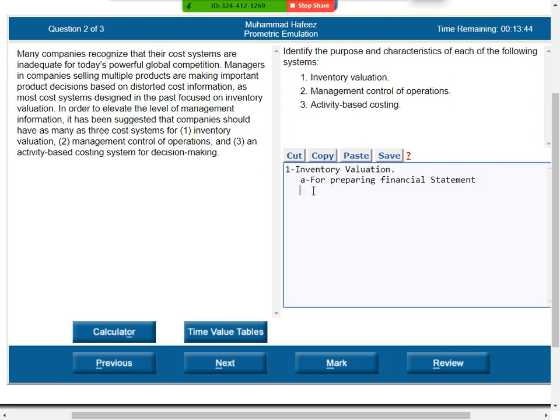Within this, B for providing monthly and quarterly performance reports.